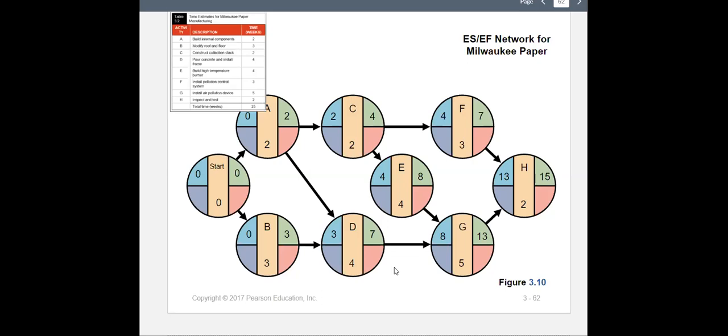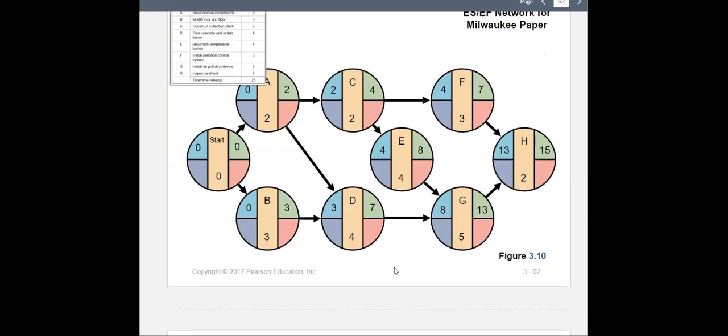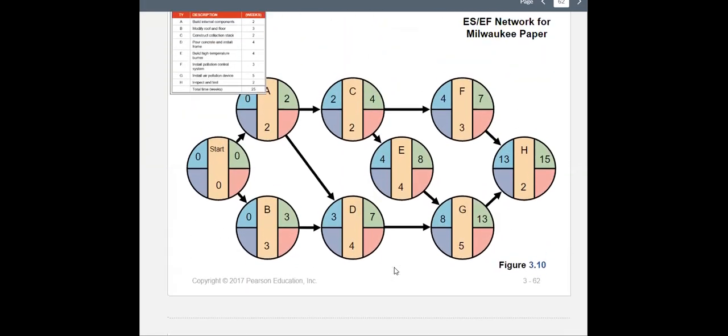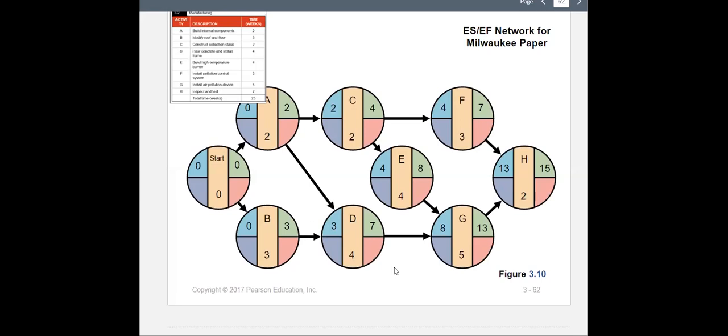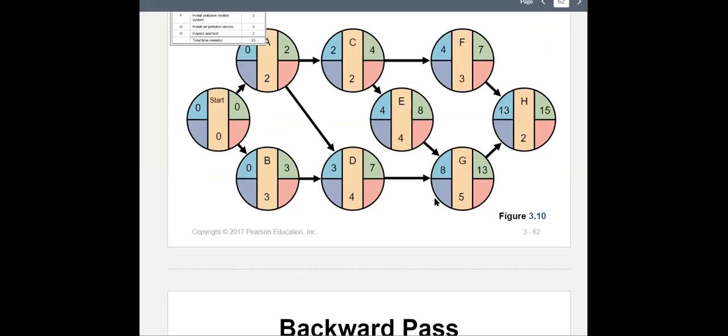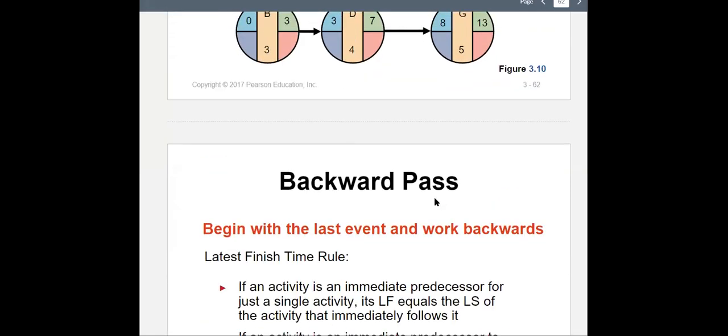All right. I think you can see that all the numbers make sense. Ask if you have a question. So that was the forward pass, okay? Now, going backward from the end to the beginning, we start calculating the latest start and latest finish. LS, LF.